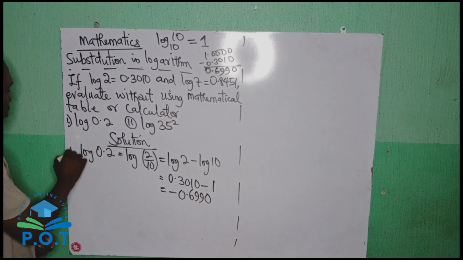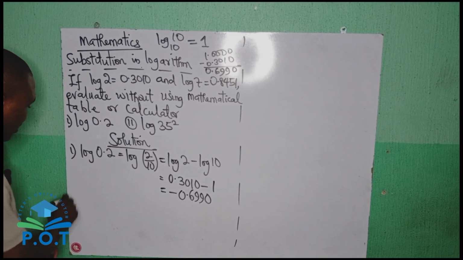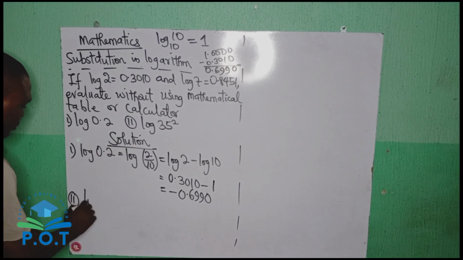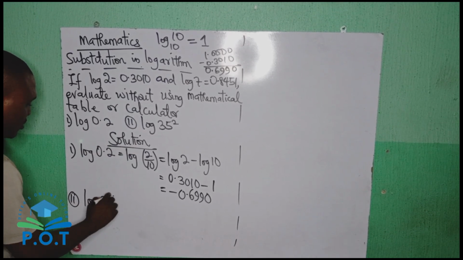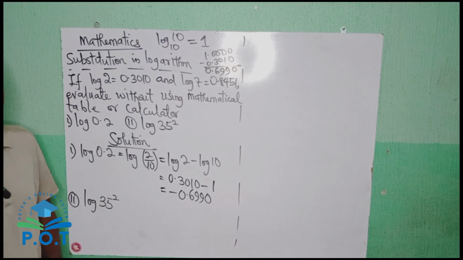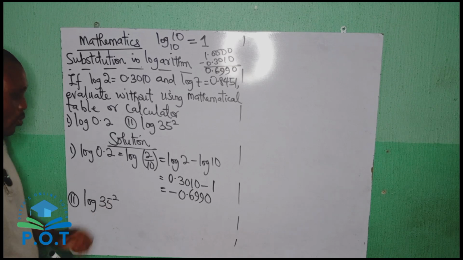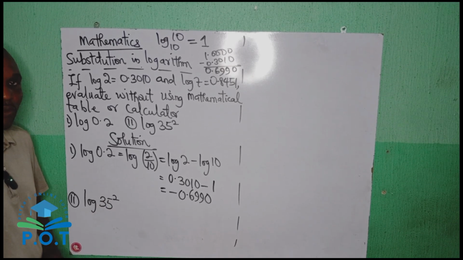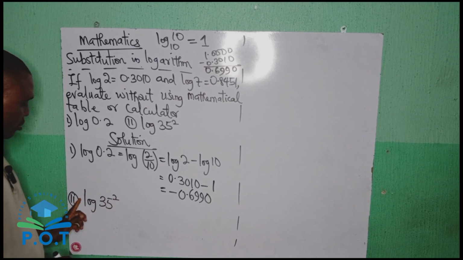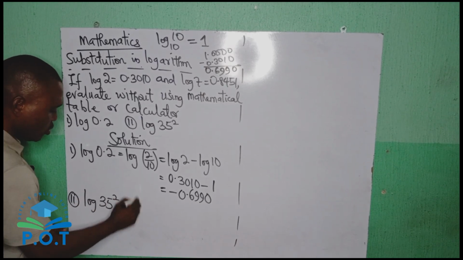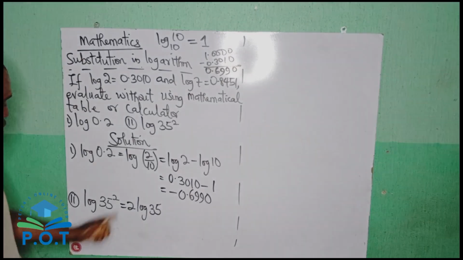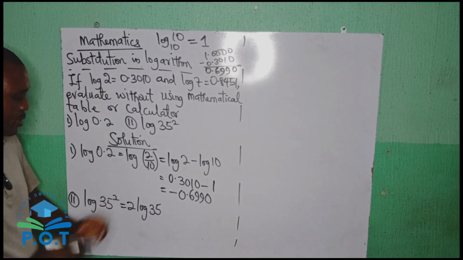So that's for Roman figure 1. Now let's go to the next question that says log 35 raised to the power of 2. So how do we solve this? Go back to the laws of logarithm that we discussed. Now this 2 here will come here. So we'll be having 2 log 35. Look at this, this 2 comes here, it becomes 2 log 35.